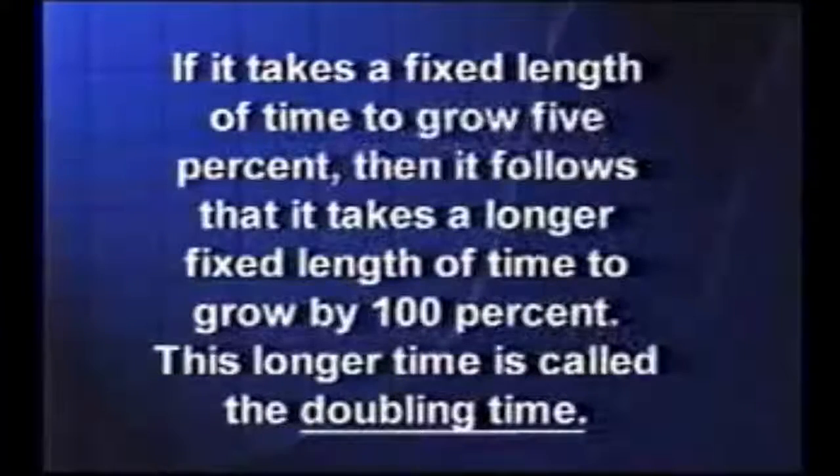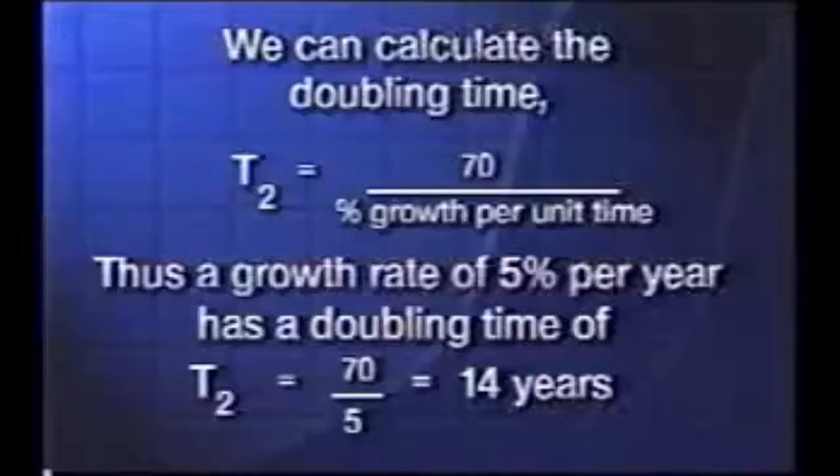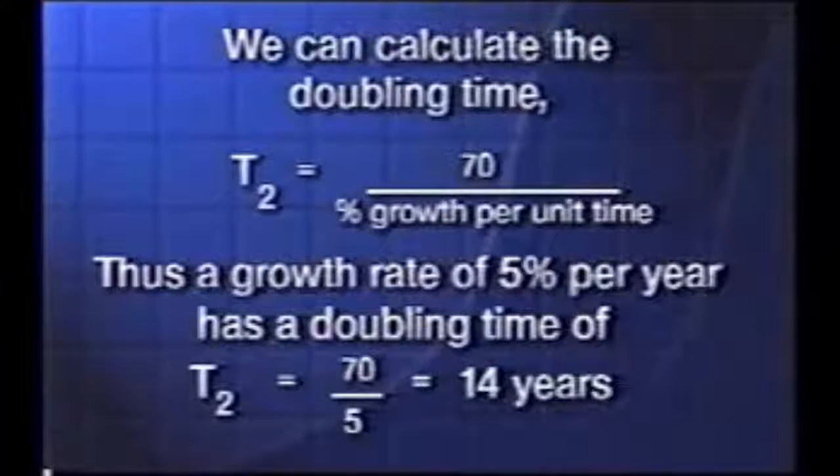Well, if it takes a fixed length of time to grow 5%, it follows it takes a longer fixed length of time to grow 100%. Now that longer time is called a doubling time. We need to know how you calculate the doubling time, and it's easy. You just take the number 70, divide it by the percent growth per unit time, and that gives you the doubling time. So in our example of 5% per year, you divide the 5 into 70, and you find that the growing quantity will double in size every 14 years.